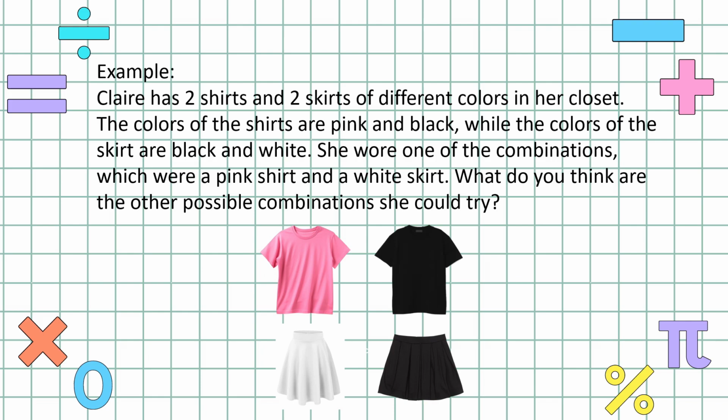Claire has two shirts and two skirts of different colors in her closet. The colors of the shirts are pink and black, as you can see in the figures below, while the colors of the skirts are black and white. She wore one of the combinations, which was a pink shirt and a white skirt. What do you think are the other possible combinations she could try?